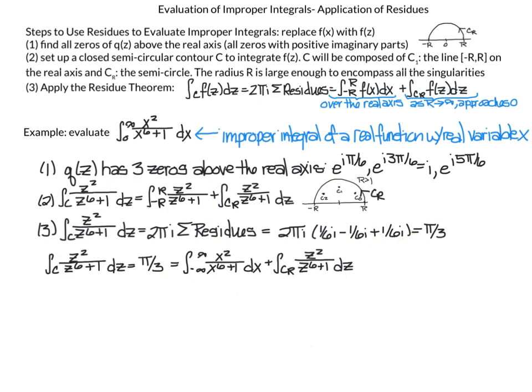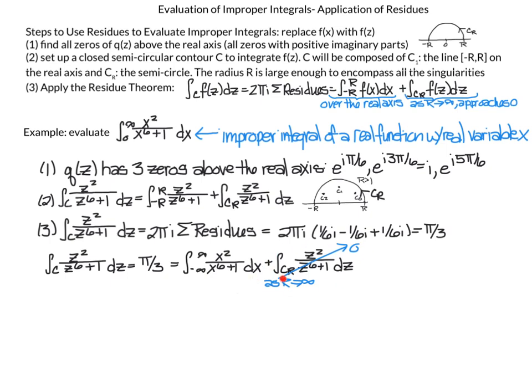That's 2 pi i times 1/6 i minus 1/6 i plus 1/6 i, which is simply equal to pi over 3. And now this closed curve integral we found from the Cauchy residue theorem is equal to pi over 3, and it's equal to, over here, just bringing this down, first our integral from negative infinity to infinity, and now because we're on the real line, we can replace z with x: x squared over x squared plus 1 dx, plus our integral over the curve C sub R, z squared over z to the 6th plus 1 dz.